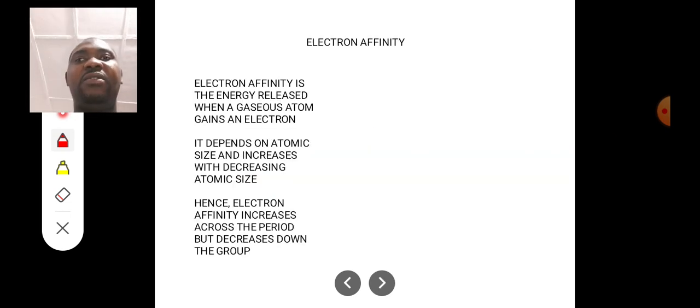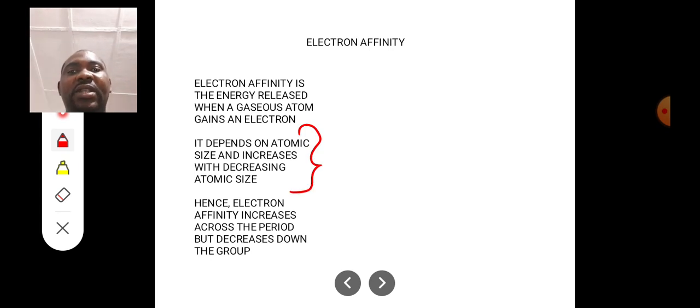Okay, so we'll move to the next one, which is electron affinity. Now, what is electron affinity? Electron affinity is the energy released when a gaseous atom gains an electron. Okay, so when an atom gains an electron, energy is released. Now, it depends on atomic size and increases with decreasing atomic size. So electron affinity depends on atomic size. Hence, electron affinity increases across the period but decreases down the group.